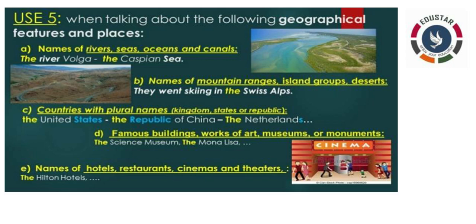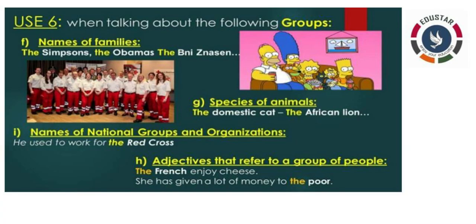For famous buildings, works of art, museums or monuments. Names of hotels, restaurants, cinemas and theatres. We use the when talking about the following groups. To generalize, to talk about people or things generally, we normally do that: the plus noun that represents a group.